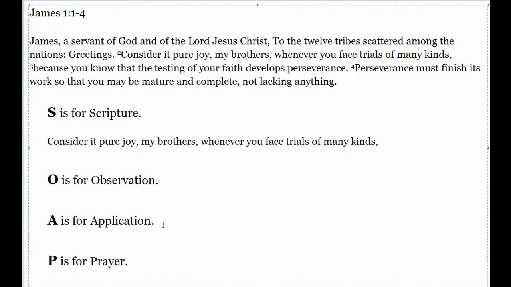The final aspect is P. P is for prayer. And prayer is taking what you've just read and talking to God about it. What I've been doing lately in my journal is just writing down the S part, writing out the verse that I find most appealing to me at the time, that I think that God is speaking to me through. And then the rest of it, the observation, the application, and the prayer, I do more mentally or just verbally as I pray to God.